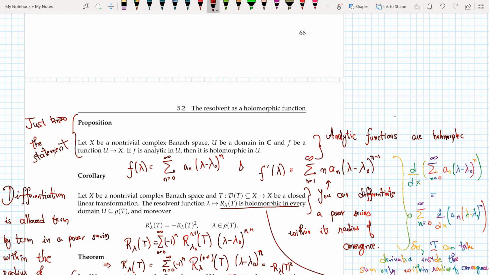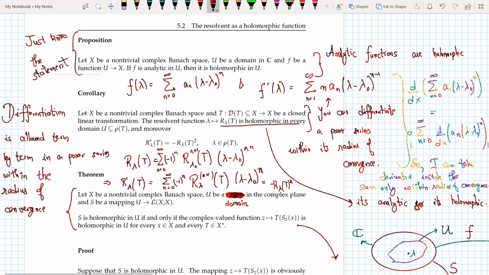Now let X be a non-trivial complex Banach space and T be a closed linear transformation. Now the resolvent function lambda to R_lambda(T) is holomorphic in every domain U which is in rho(T), and moreover this identity holds, so this equation holds. Now let's break it down into two parts. If I write the equation of R_lambda, and if you go back a bit in the video, I had defined R_lambda(T) to be like this.